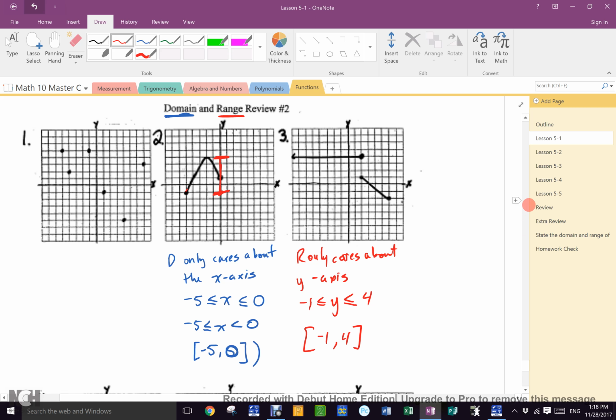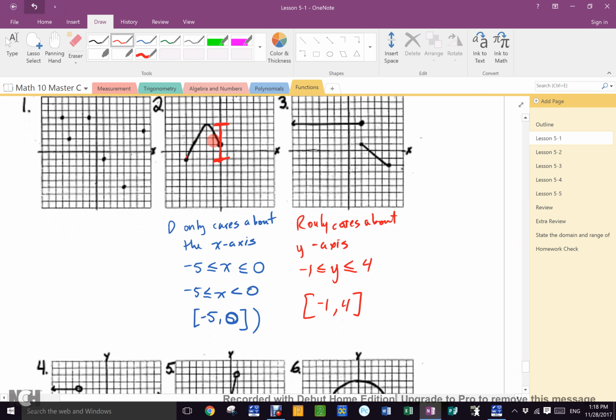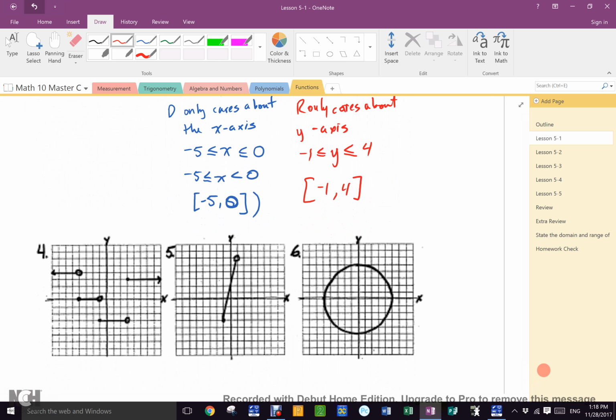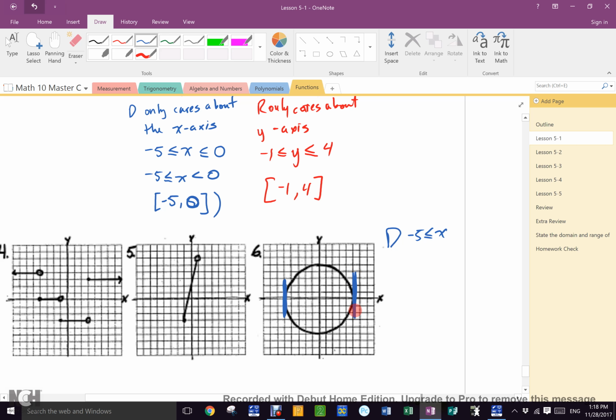Okay. So the people in the first class were having trouble with anything that was curvy. So that's why I'm doing the curvy ones. So let's have a look at this one. What is the domain? What is the lowest x value? Right there, correct? -5, less than or equal to x. And what is the highest x value? Right there. 5. Because that part is what is covered.